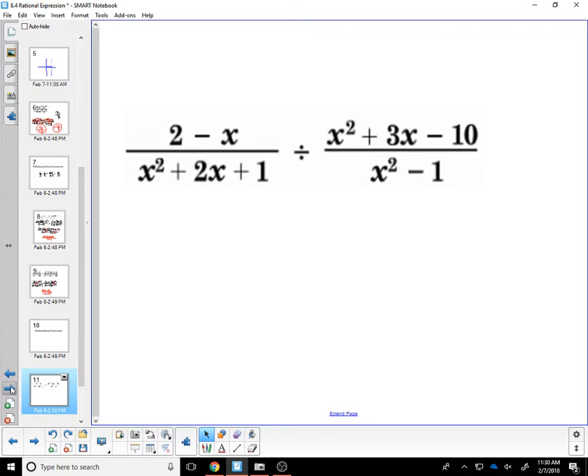Wait, what is this called? Division what? This is dividing the polynomials. Dividing rational? Sorry, you're correct. I am incorrect. We are dividing rational expressions.